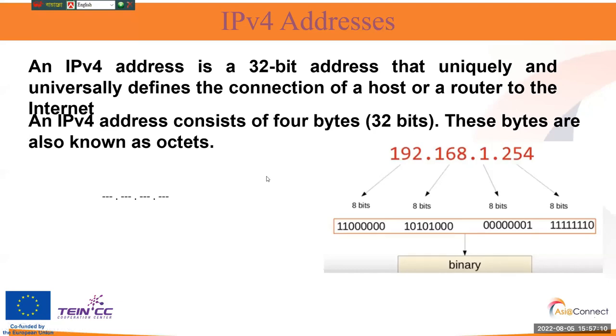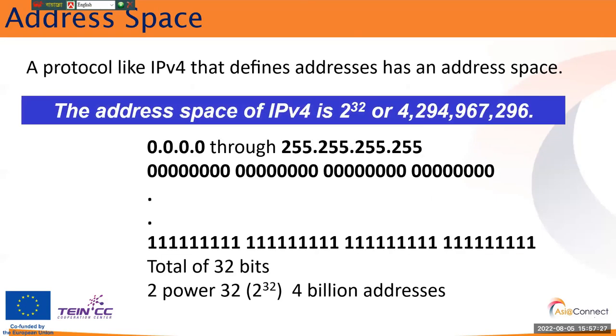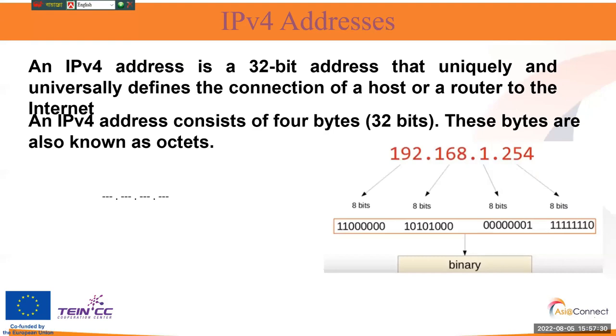One issue I have here is: what do you mean by uniquely and universally? Unique means that this address defines one and only one connection to the internet. This is the main thing for uniquely. And two devices on the internet can never have the same address at the same time.